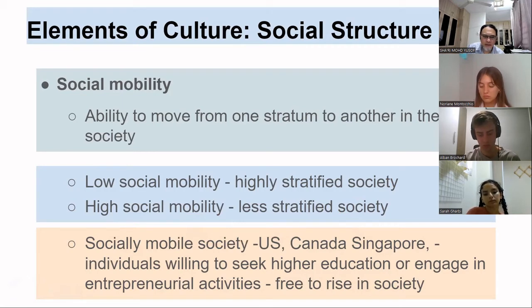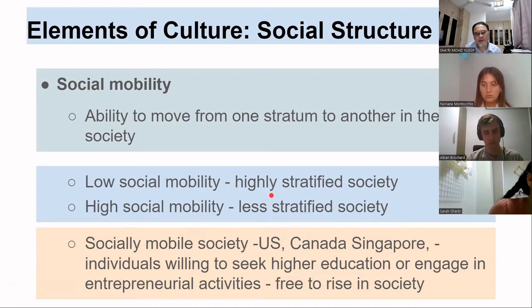Malaysia is actually in the middle. It's not really highly stratified, and it's not too less stratified. There are people who are high performers, coming from a poor family, becoming leaders and becoming rich people. In socially mobile societies like the US, Canada, Singapore, individuals are willing to seek higher education and engage in entrepreneurial activities because you are free to rise in the society. So that is the social structure.